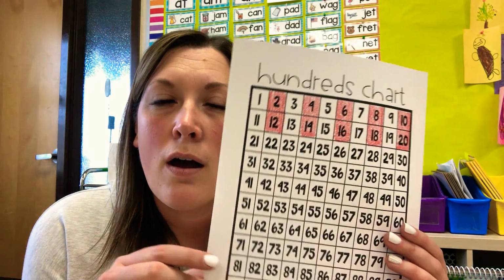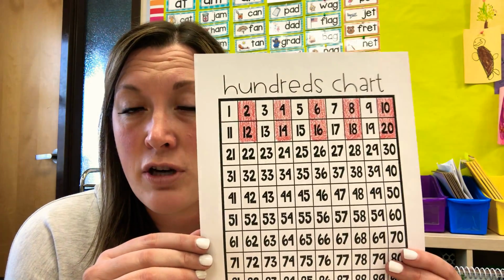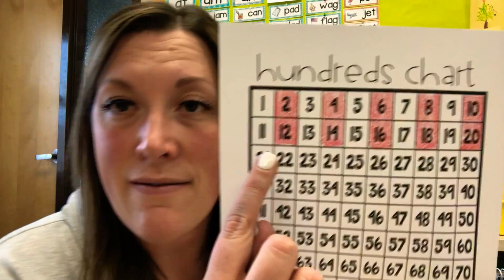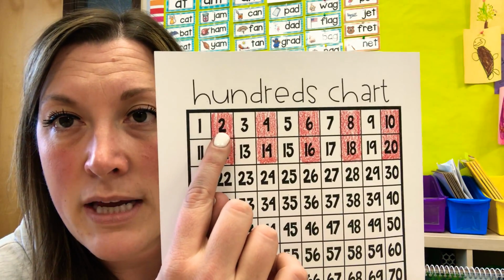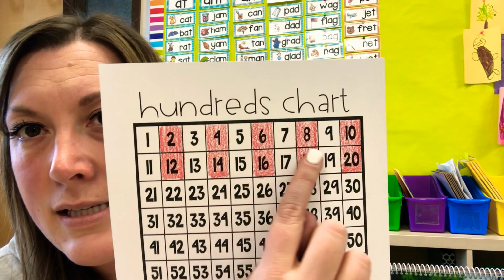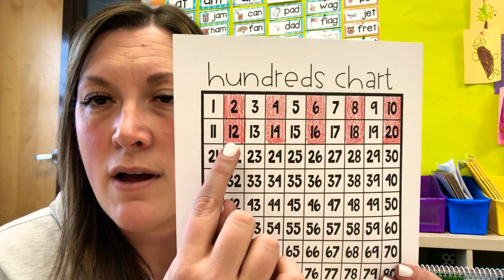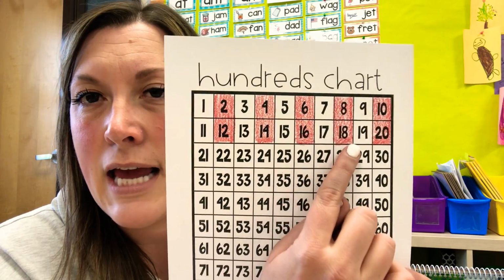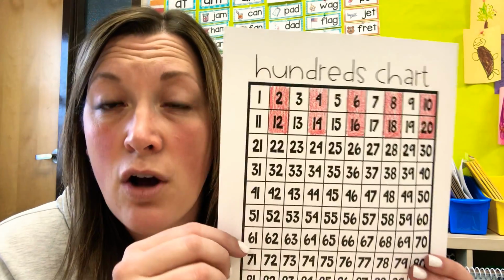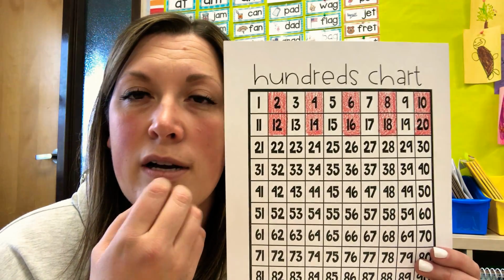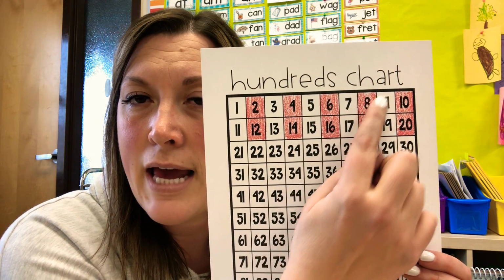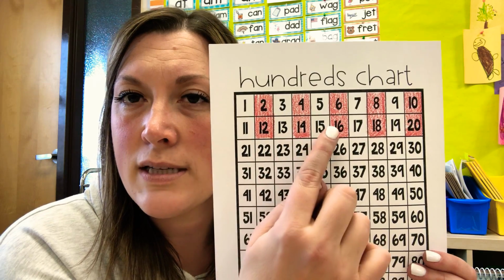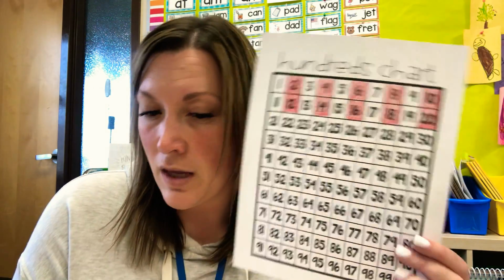Okay, just a quick review. We've got our hundredths chart here. I've colored the even numbers red. So let's count the evens. Count by twos. Ready? 2, 4, 6, 8, 10, 12, 14, 16, 18, 20. These are called the even numbers. So if you see the pattern, we're skipping a number. 2, 4, 6, 8, 10, 12, 14, 16, 18, 20.